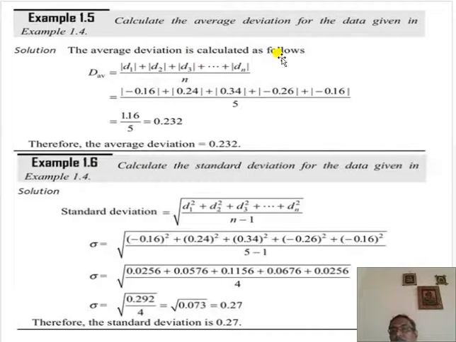In this way, we calculate the arithmetic mean, the deviation, the algebraic sum of deviations, the average deviation from the calculated values, and the standard deviation. In this way we are going to solve the problems.